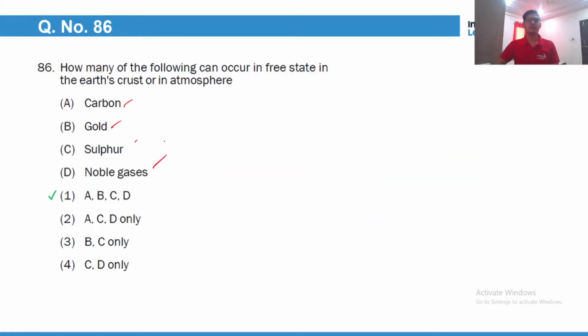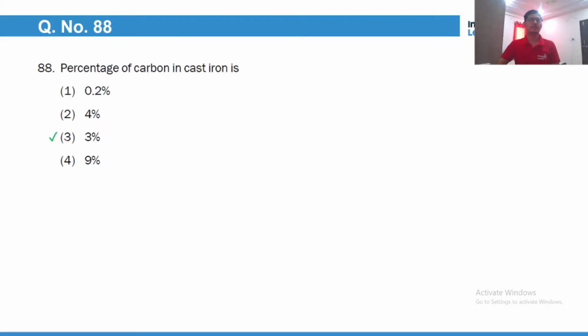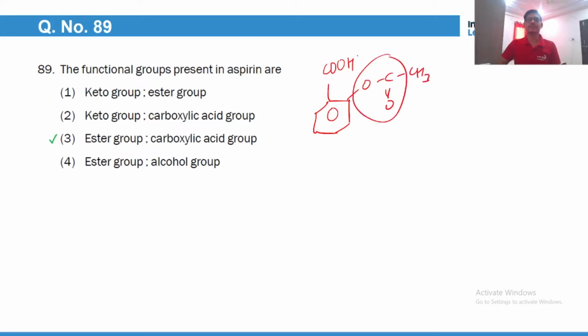Carbon, gold, sulfur, noble gases, all of them can exist in the free state in nature. During smelting, an additional substance is added which combines with impurities to form a fusible product, which is known as slag. Flux is added to the gangue to give slag. Percentage of carbon in cast iron is 3%. Theoretical, you have to learn it. Aspirin is 2-acetoxybenzoic acid or acetylsalicylic acid. So this would be this one. There is an ester functional group you can see here, and there's a carboxylic acid. So this is the correct answer.